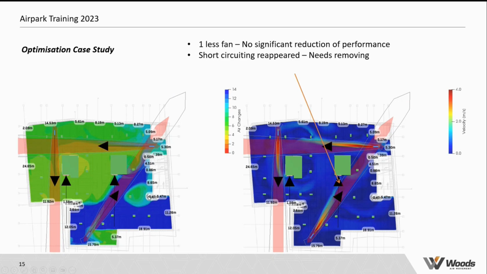However, because we've lost this additional force created by this jet fan, we have returned some degree of recirculation, this fresh air being collected immediately by this extract point once more. So once again, we need to make changes to this to avoid this from happening, to return the performance level to what it was before we removed this jet fan.